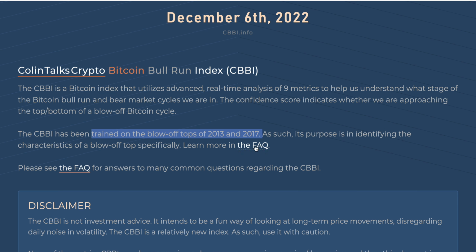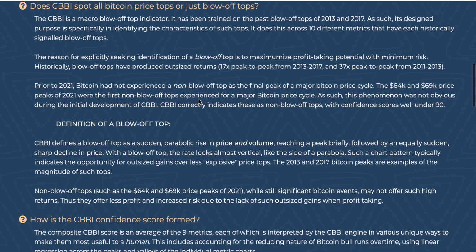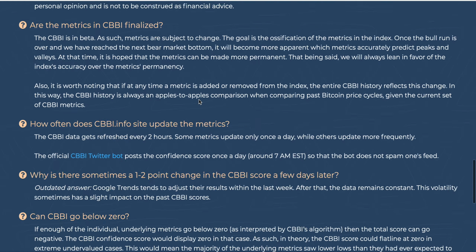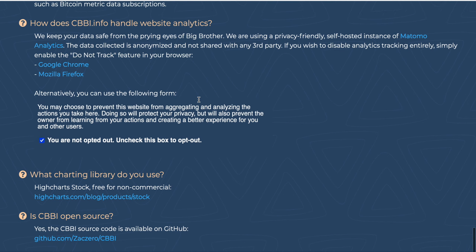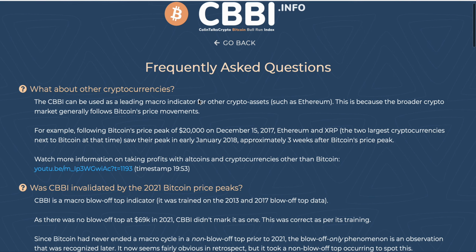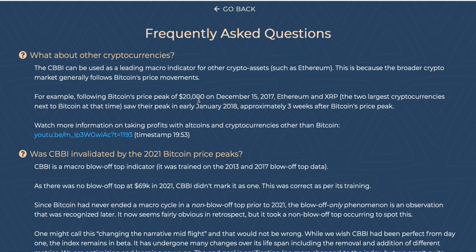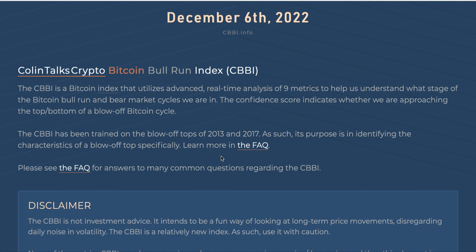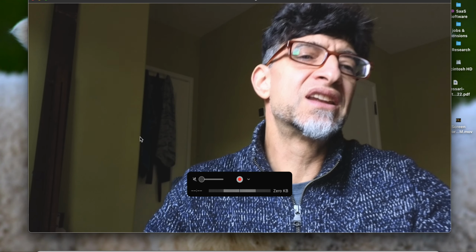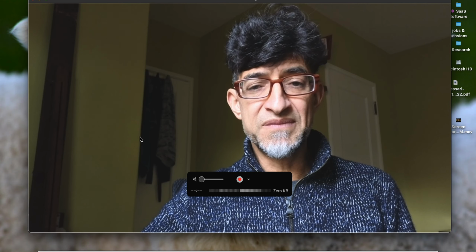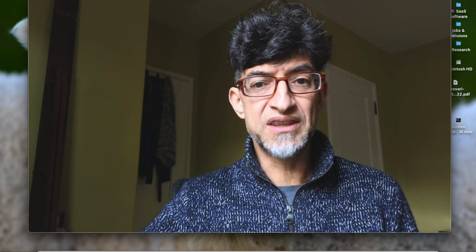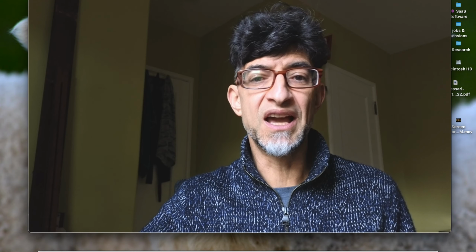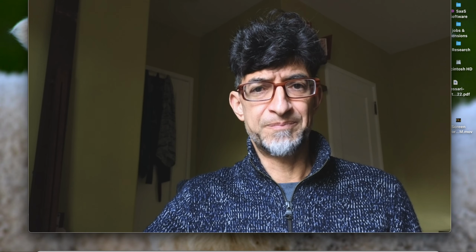If you hit FAQs here, you can find all kinds of background information on this indicator. He talks about how he designed it, why he designed it, how he uses some AI for it, all kinds of good stuff. But what I want to focus on is that there are some issues we have to deal with when you're talking about other people's indicators. And I got my handy notebook out here to go over them.